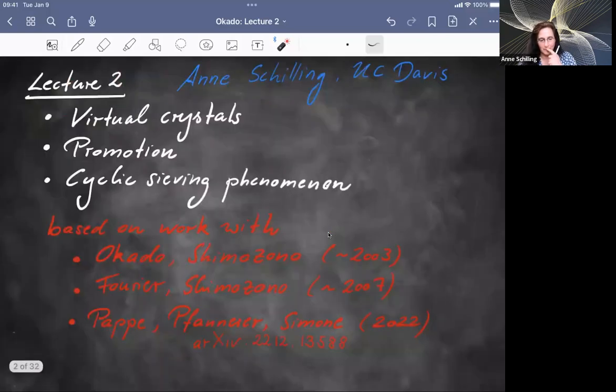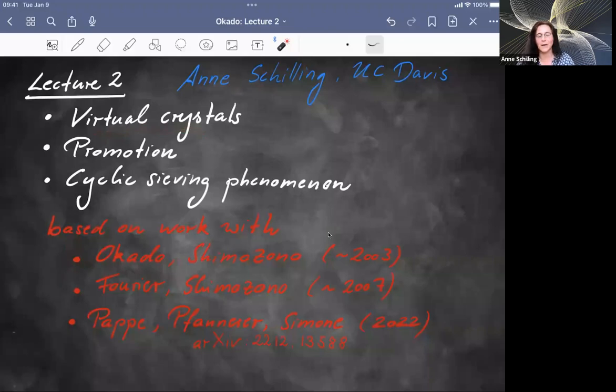So basically, what this will be based on is partially work by Okado and Shimozono that we did together yesterday. In Mark Shimozono's talk, he mentioned how he met Professor Okado, and that's basically also how I got involved with working with Masato Okado and Mark Shimozono. So the work on virtual crystals is based on joint work with Okado and Shimozono.